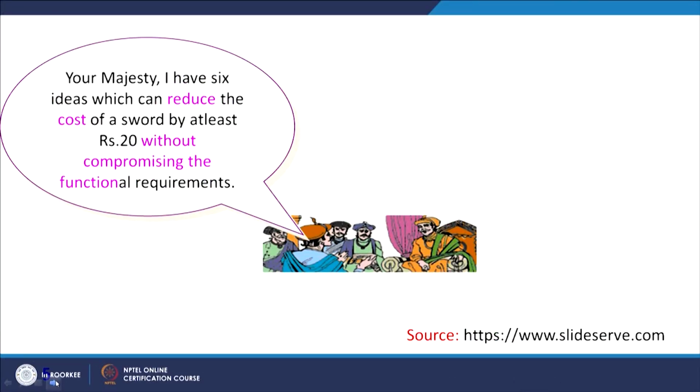So the minister says, Your Majesty, I have 6 ideas which can reduce the cost of a sword. How much? By at least 20 rupees. Now the raw material cost has increased by 10 rupees, but the minister is coming up with innovative ideas, creative ideas, technological ideas which can reduce the cost by 20 rupees. On top of that, without compromising the functional requirements. So that is our target.